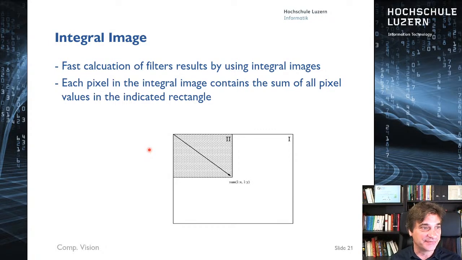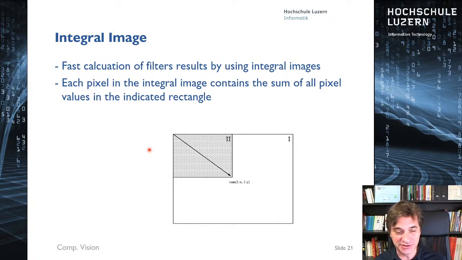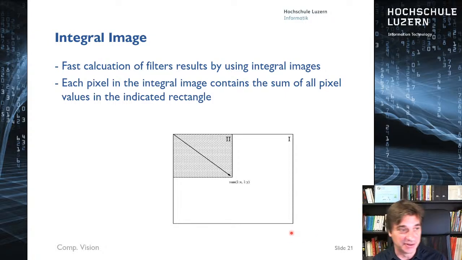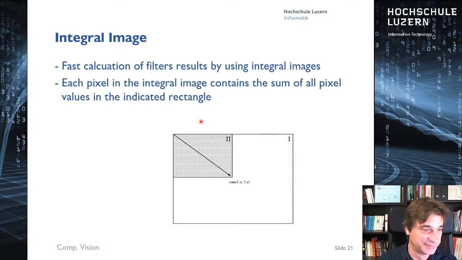How does that work? The integral image is a preprocessing of your image, and every pixel in the integral image corresponds to the sum of all the pixels in the rectangle from 0 to that position of the original image. So this here is the sum of all that, and at the end this point here will be the sum of all pixels in the image. Well, how does that help?